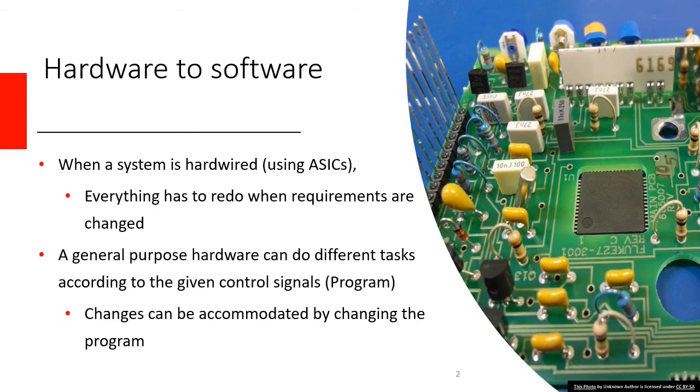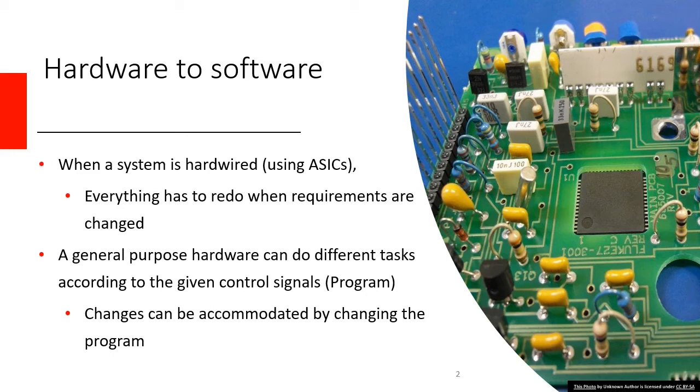Let's take a look at a circuit like this. When you have a hardwired circuit like this made using application specific ICs or ASICs, the circuit is designed for a certain purpose, and as long as that purpose is served, we are happy, we can use it. Now what happens if the requirements change, for example, if you want to change the output voltages or the function, to do different things.